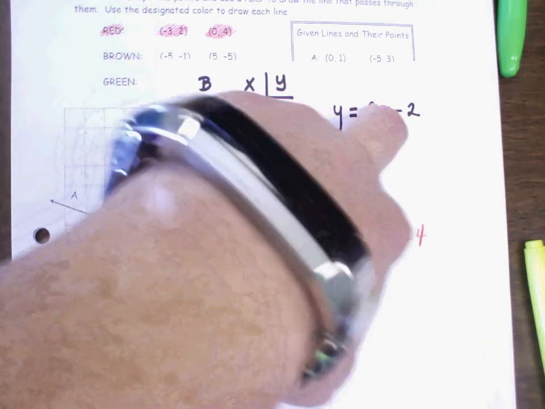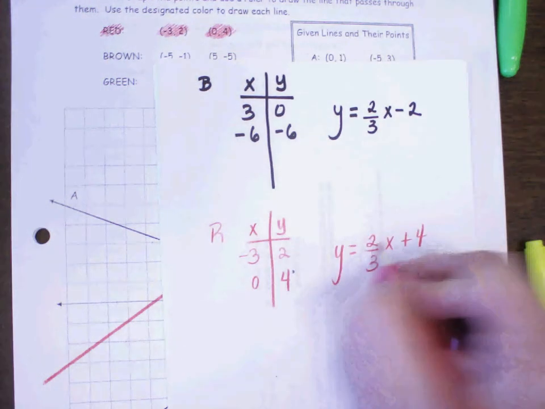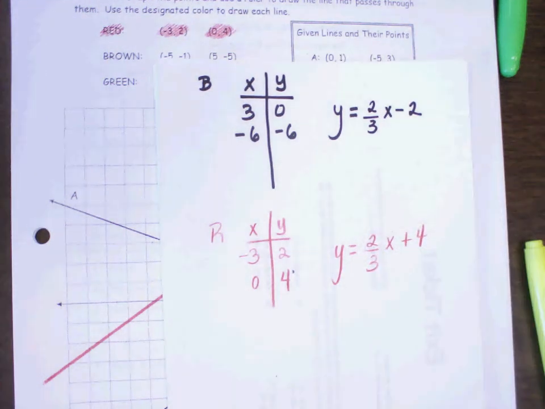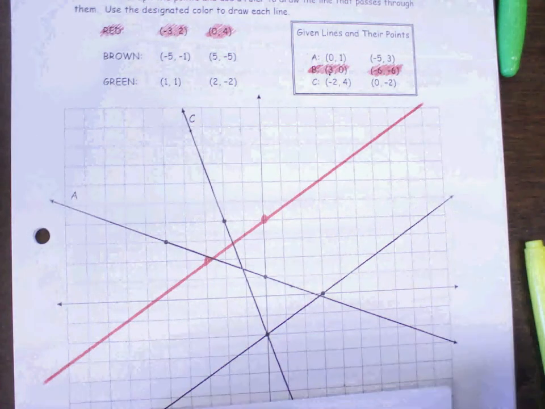Very good. All right, so what do you notice about the lines? The slopes are the same. Very good. The slopes are the same, which makes me think that maybe parallel lines have the same slope. So let's go ahead and do a few more, right? Let's do the brown now and see if we can generalize.